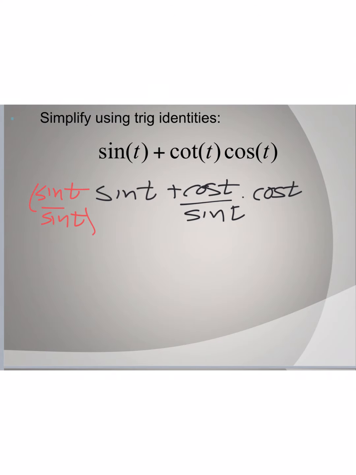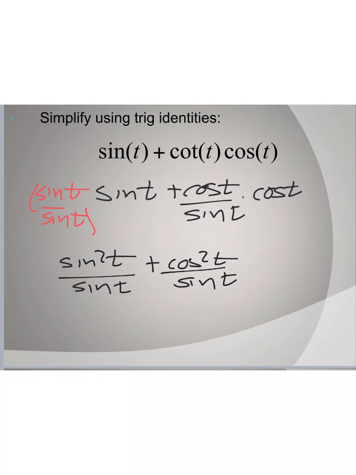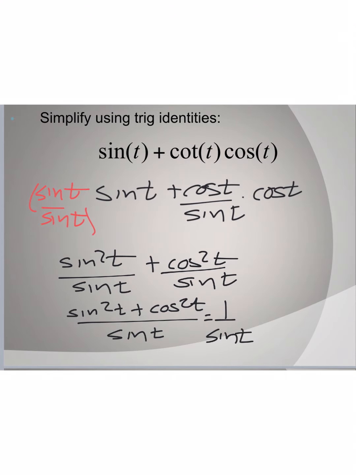When I multiply my first expression together, I'm going to get sine squared over sine. And then when I multiply my second expression together, I'm going to get cosine squared over sine. Since my fractions have the same denominator, I can add my numerators together. So now I have sine squared plus cosine squared all over sine. Using our Pythagorean identity, I know that sine squared plus cosine squared is equal to 1. So I now have 1 over sine. And then using my reciprocal identity, I can rewrite that as the cosecant of t.